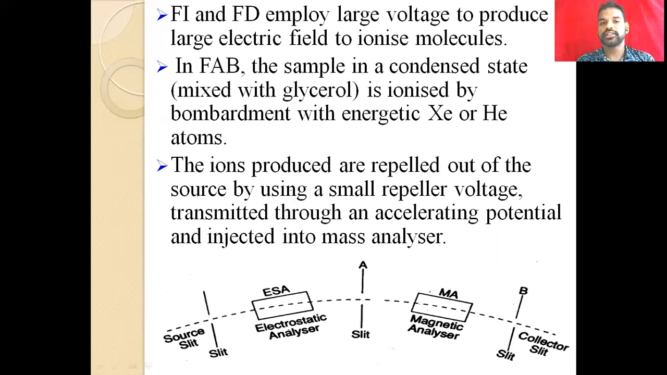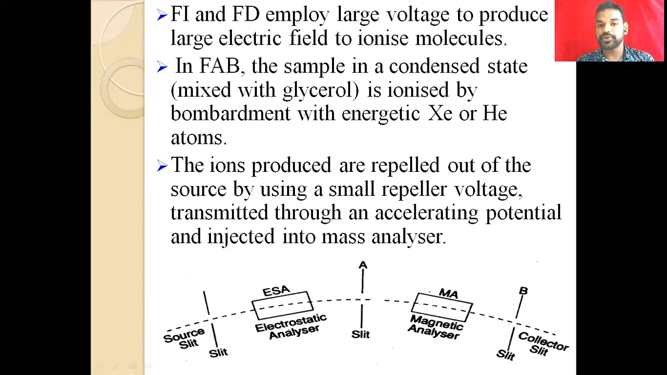In fast atom bombardment, FAB, the sample is in the condensed state and mixed with glycerol, and is ionized by bombardment with energetic xenon or helium atoms. They are neutral atoms, but they have high speed movement. So it is another method. The ions produced are repelled out of the source by a small repeller voltage transmitted through the accelerating potential and injected into the mass analyzer.